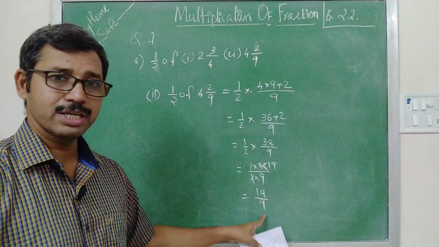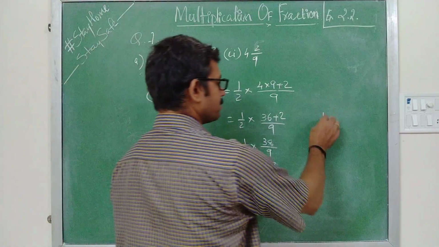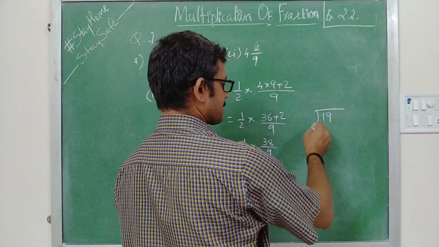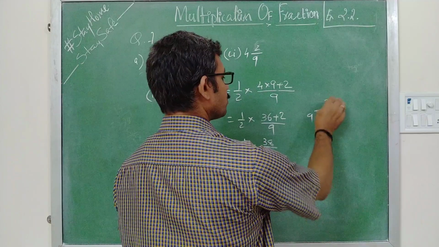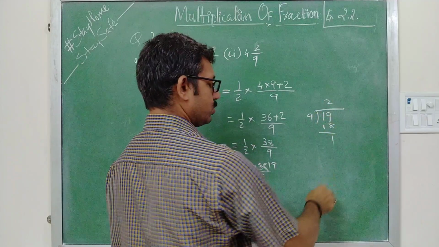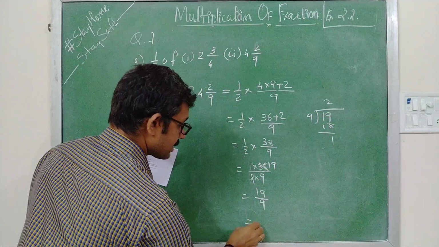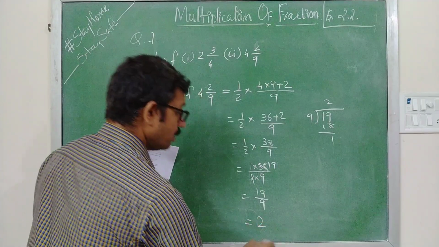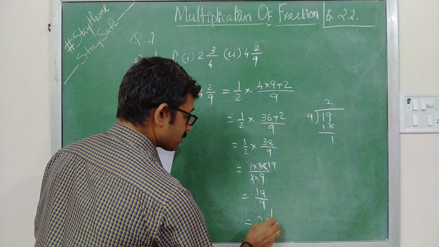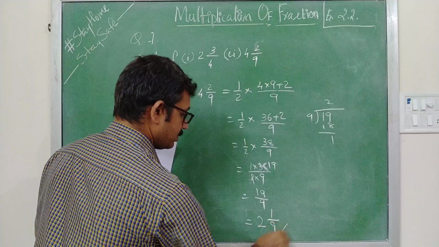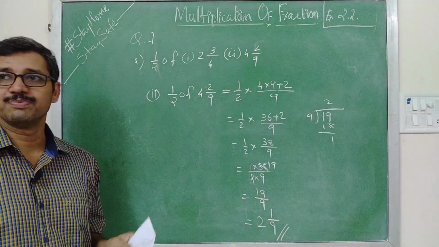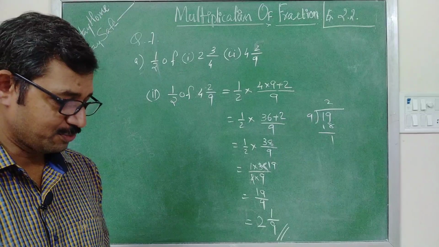Now again, you know that this is an improper fraction. If it is an improper fraction, we can convert it into a mixed fraction. That is, 9 2's are 18, remainder 1. So we can write this as: the integer part is 2, the numerator is 1 and the denominator is 9. Sure, all of you? Like this you have to do. Okay, do first.